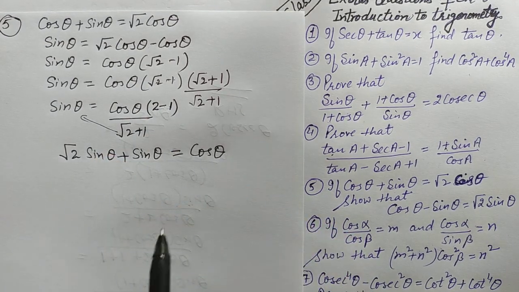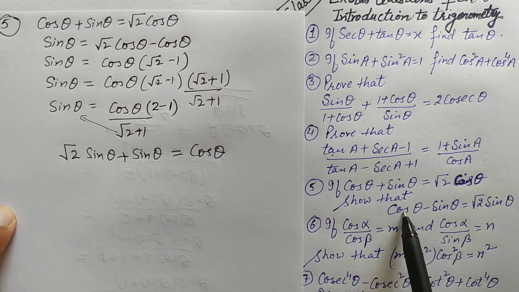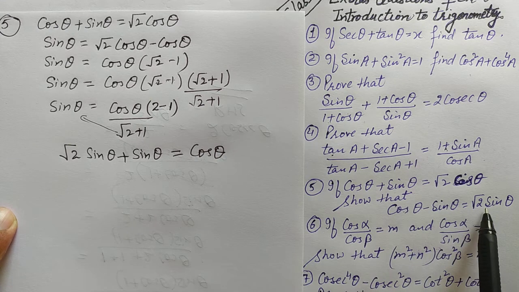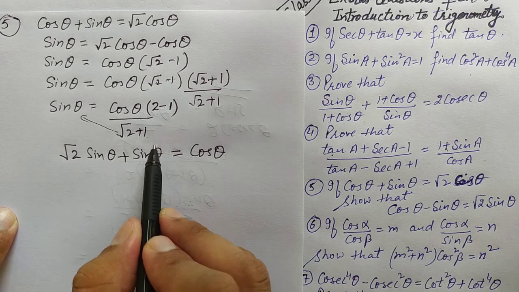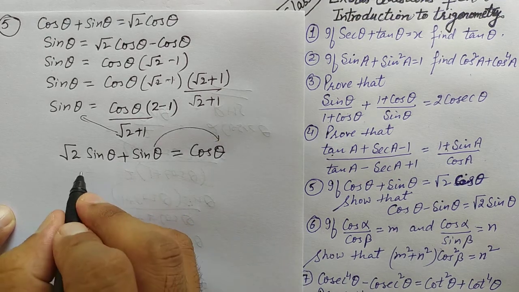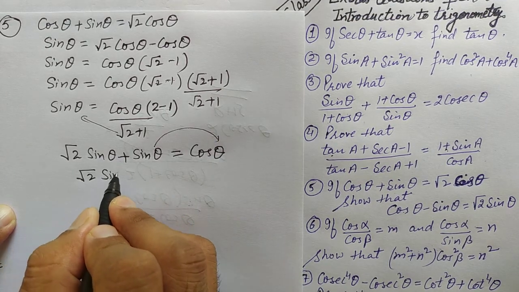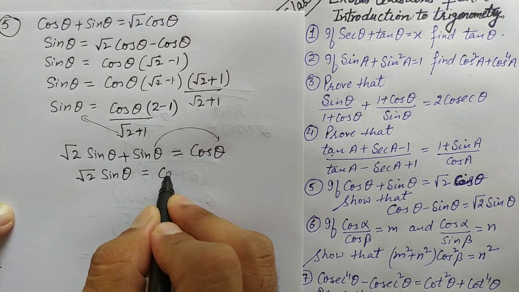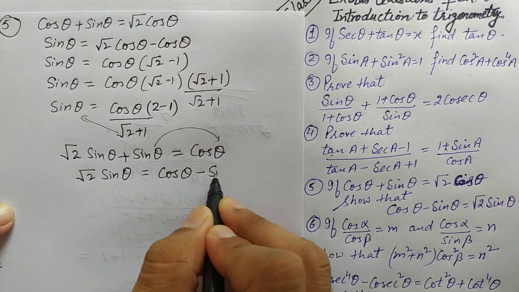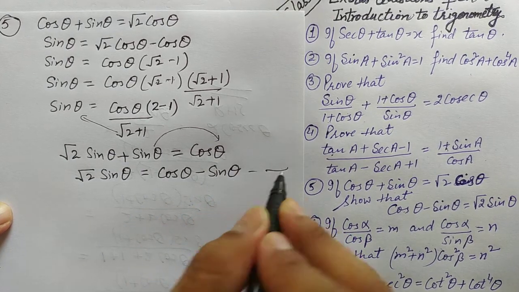So see here what we are to prove. We are to prove that cos theta minus sin theta is root 2 sin theta. See here, take this sin theta to this side. So what will be there? Root 2 sin theta is equal to cos theta minus sin theta, which is to be proved only, right?